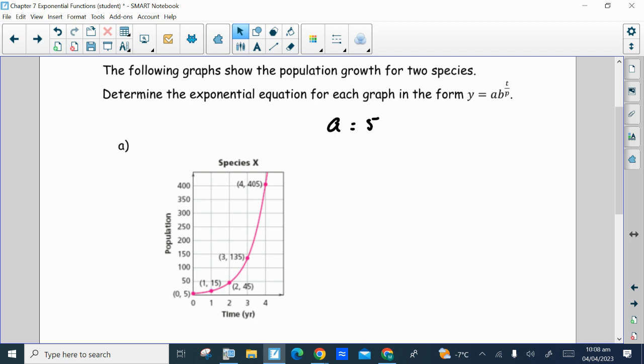Okay. Also, we can see that the time is increasing by 1 year each time. You go from 0 to 1, 1 to 2, 2 to 3, 3 to 4, and so on. So P, our growth period, will be 1 year.